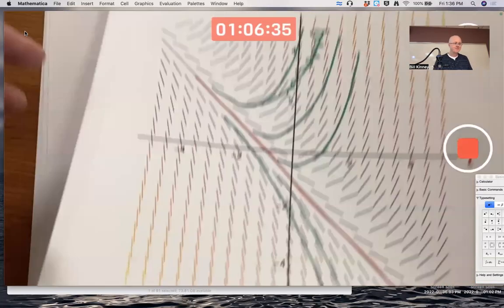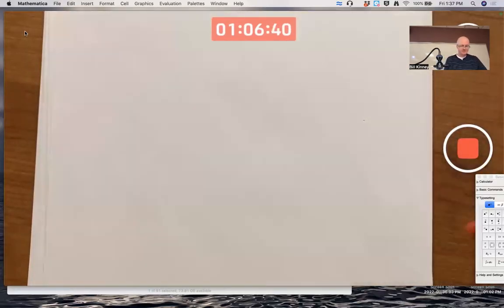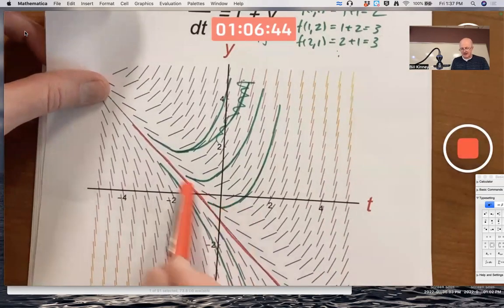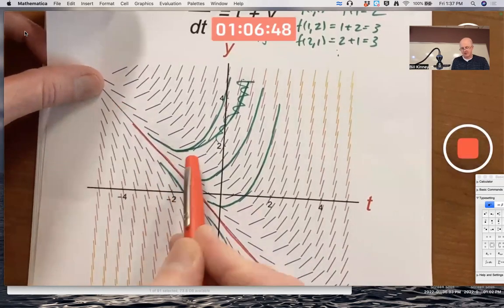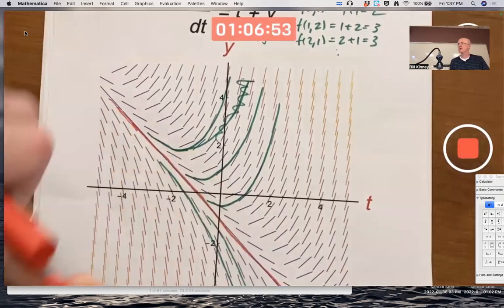Question? This doesn't have a horizontal asymptote, but it's got a slant asymptote as t goes to minus infinity. It approaches the slanted line. So sometimes solutions do have slant asymptotes.